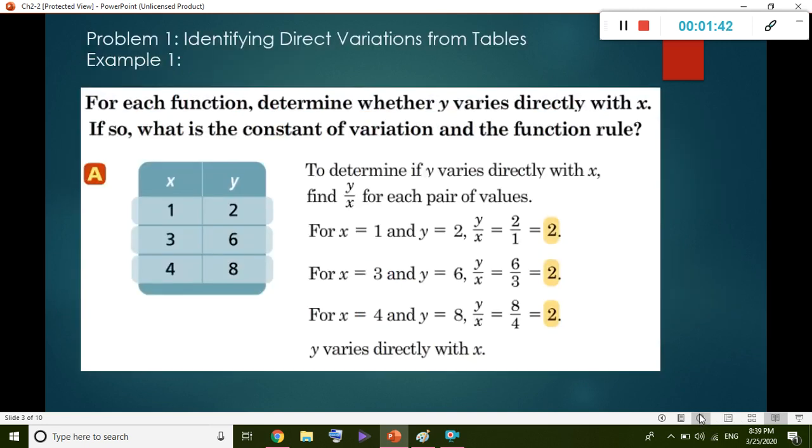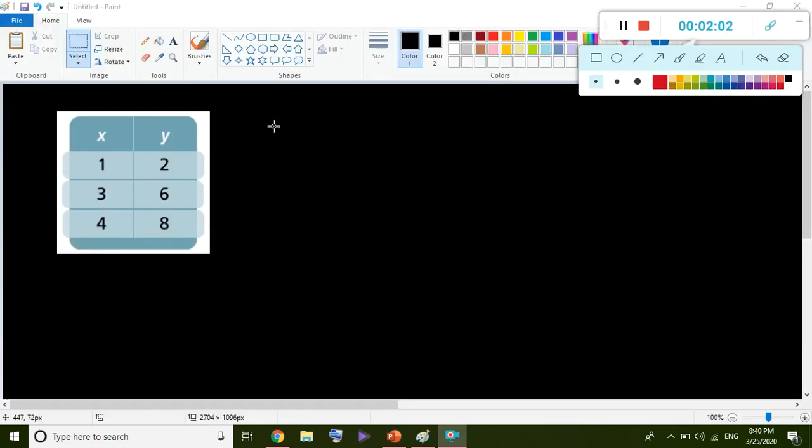Now let's start with the first problem we have here, identifying direct variations from tables. For each function, determine whether y varies directly with x. If so, what is the constant of variation and the function rule? Okay, let me just copy this and start solving it. It means they're asking if the equation here is going to be a direct variation or not.